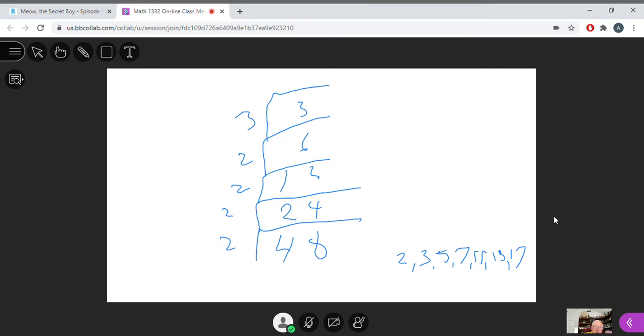So that means the prime factorization of 48 equals 2 to the 4th power times 3 to the 1st power. 2 to the 4th power is 2 times 2 is 4, times 2 is 8, times 2 is 16. 16 times 3 is 48. Is there any question about that one? I'm on to the next one.